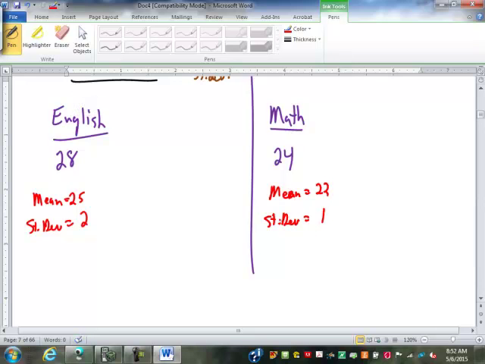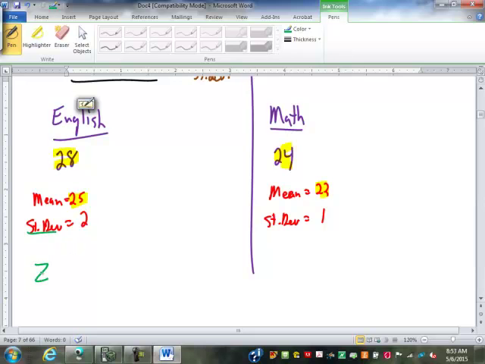Now looking at this even, you might be tempted to say, hey, I scored a 28, the mean was 25. I was 3 points above the mean. Over here, I scored a 24, and the mean was 22. I was only 2 points above the mean. So the English is still looking like a better score, isn't it? But we have to take into account that spread of the curve, the variance, or the standard deviation.